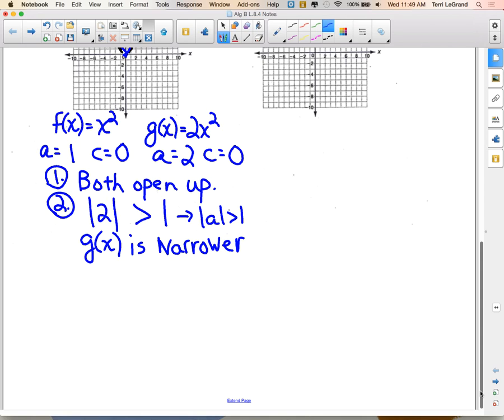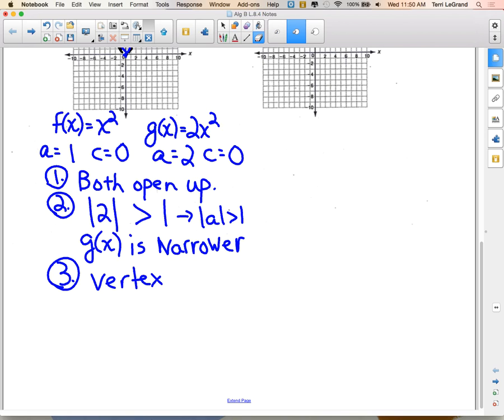Okay, the next thing we compare is, did their vertices move? Do they stay the same? Are they in the same place, or is one in a different place than the other? Same place. They're in the same place. So number 3, vertex stays the same.